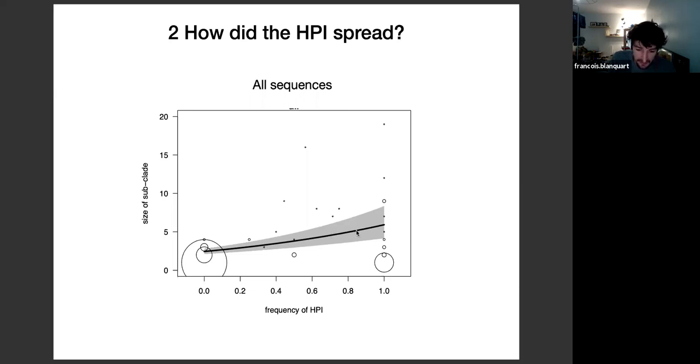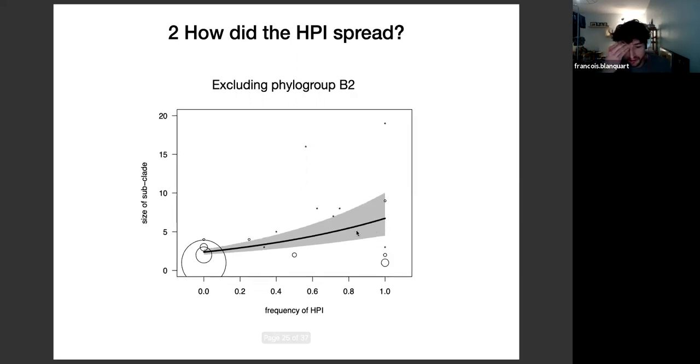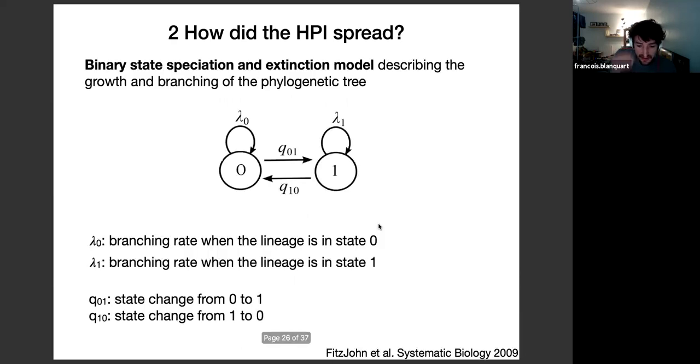This is quite significant. And this is when looking at all sequences, but this pattern is also found when you, for example, exclude phylogroup B2, just as a way to control that it's not this phylogroup which is diversifying more and also has more HPI. If you exclude it, you still find a similar pattern. And what we did next was to try to actually fit a model to that.